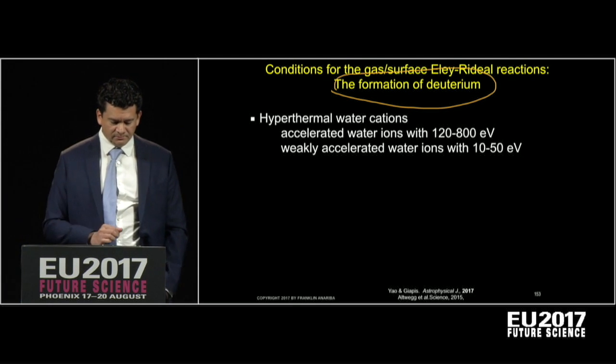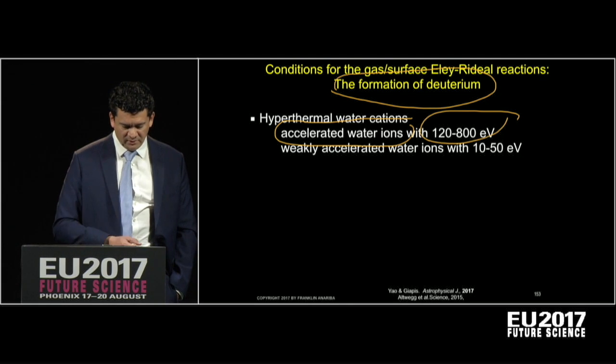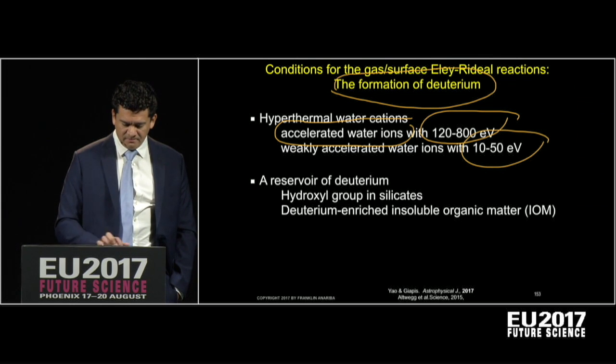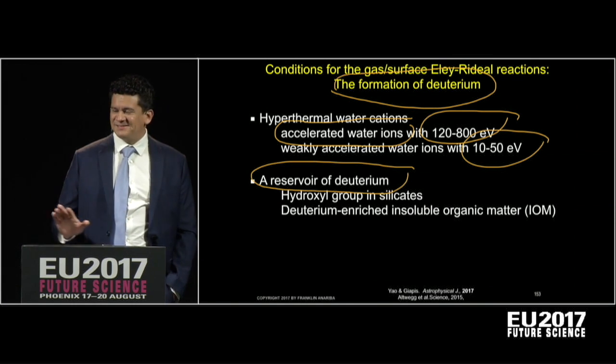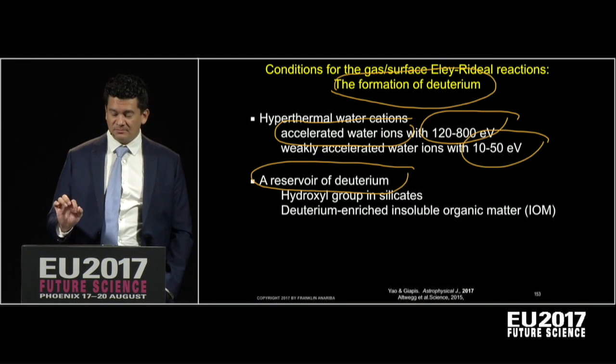We have, again from the previous work, water ions accelerated at between 100 and 120 electron volts, and we also have what are called core ions between 10 and 50 electron volts. So these are available, potentially a reservoir for deuterium. This is not corroborated. This is just a supposition.